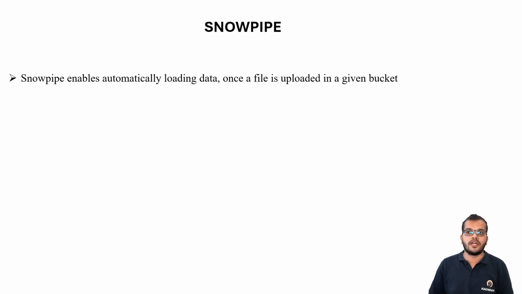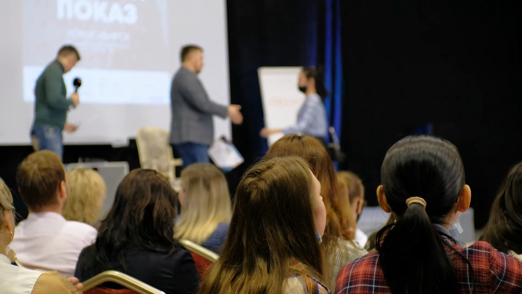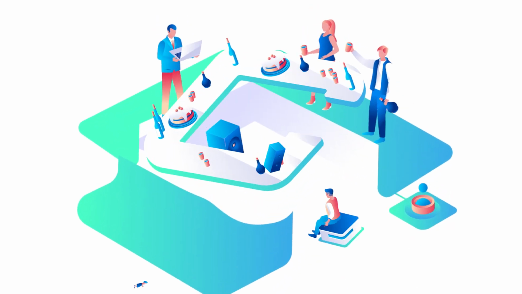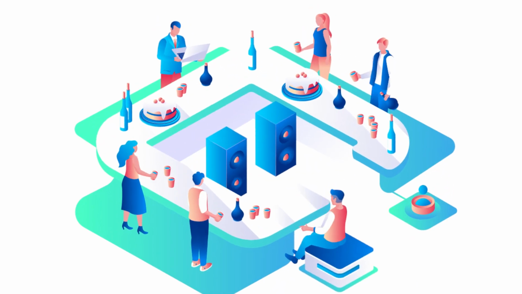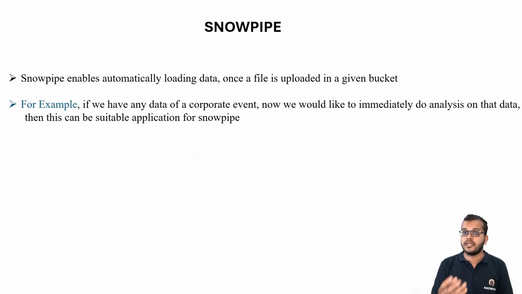So if we look into it, what Snowpipe will do, as I told, is that it enables the automatic loading of data once any file is uploaded in our given bucket. So for example, if I would like to consider that we are handling data of a corporate event. So what all things do we have in a corporate event? In a corporate event, we have the number of customers coming, the details, personal information, the location, the vehicle details, the venue details, the infrastructure, the materials, the mic, the stage. So there are many things, the organizers' data, the staff data. There are multiple things that are involved in a corporate event.